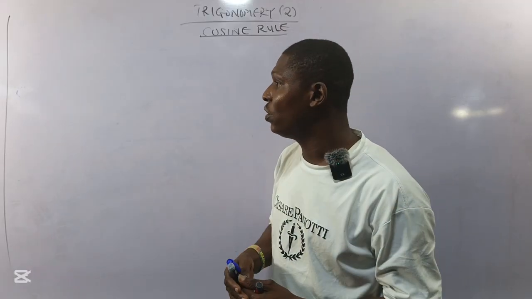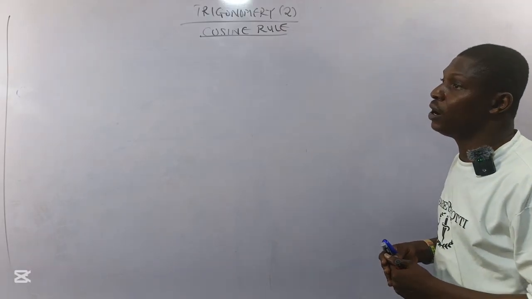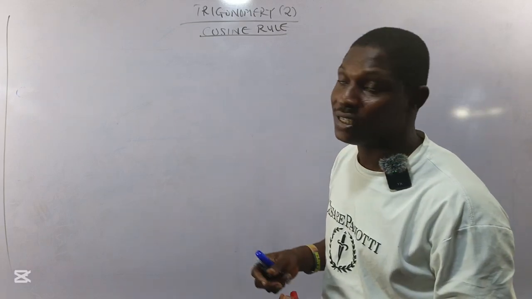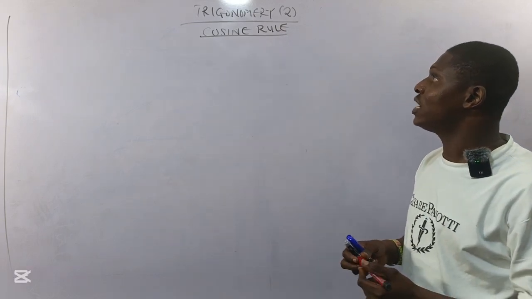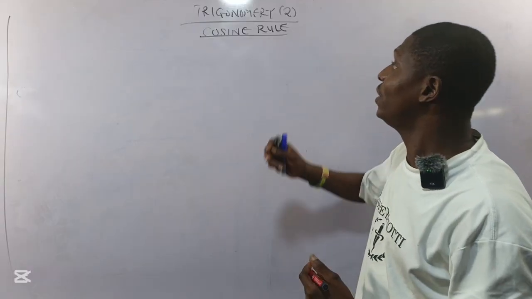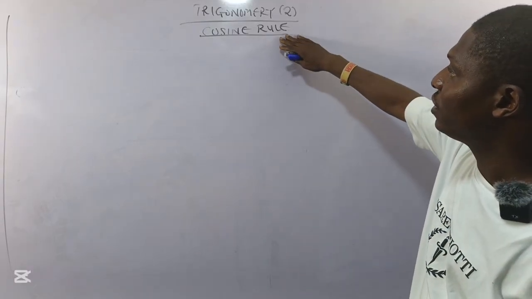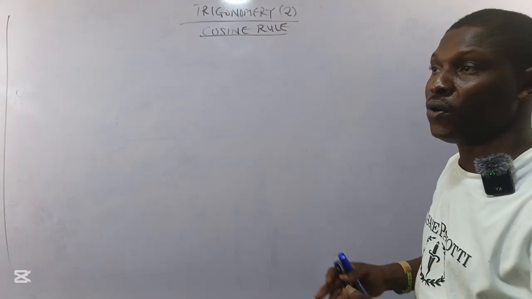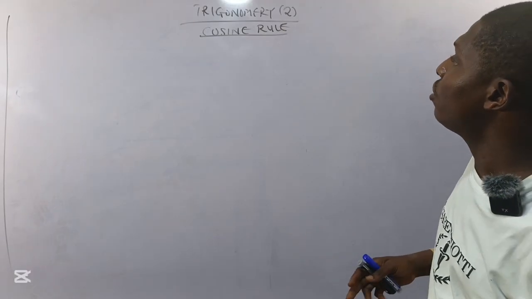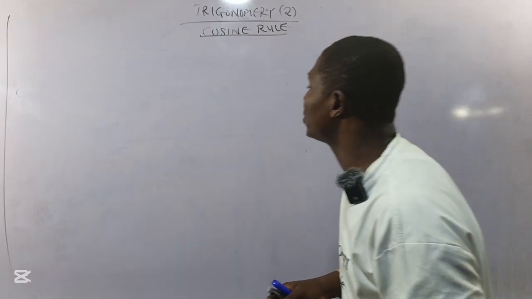And we've also done the use of the Pythagoras theorem, which has to do with a right-angled triangle. And we've done sine rule, which is also trigonometry 1, and we've solved questions relating to sine rule. But today we are going to be doing cosine rule, because our aim is to treat bearing and distance, like I said earlier. So how do we use this cosine rule?